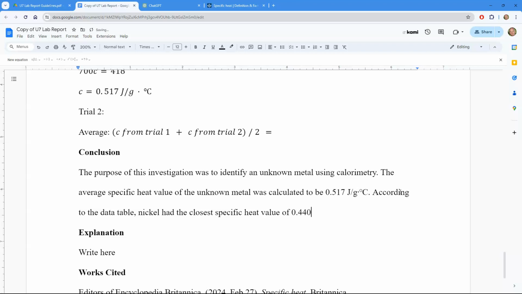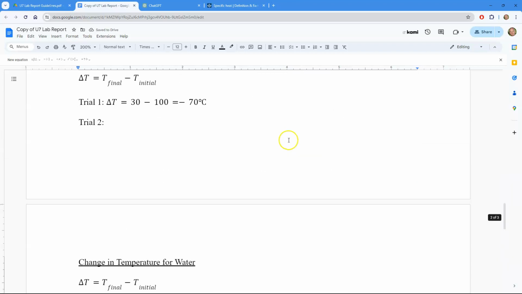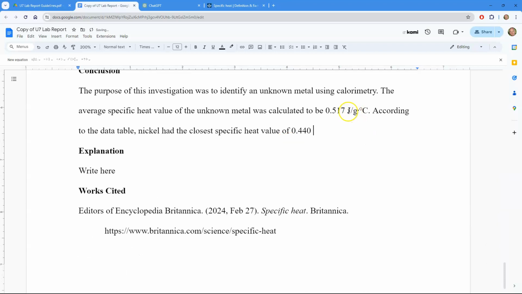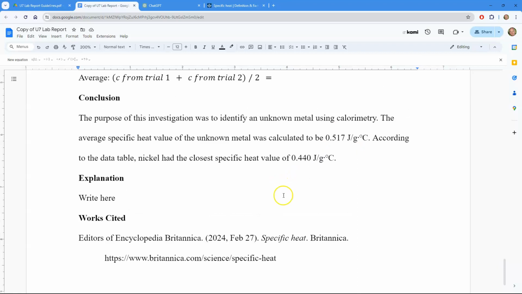And it was 440, I believe. Yeah, 440. Let's copy and paste our units. Okay, so the purpose of the investigation was to identify an unknown metal using calorimetry. The average specific heat value of the unknown metal was calculated to be 0.517. According to the data table, nickel had the closest specific heat value of 0.440. So I can just maybe add one more sentence.